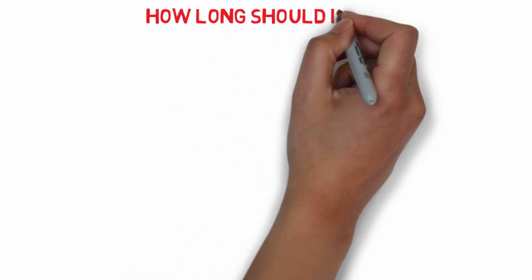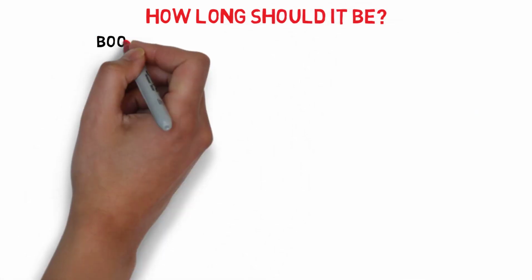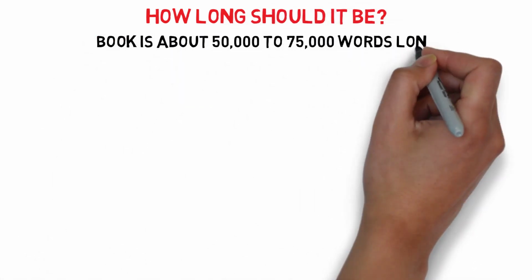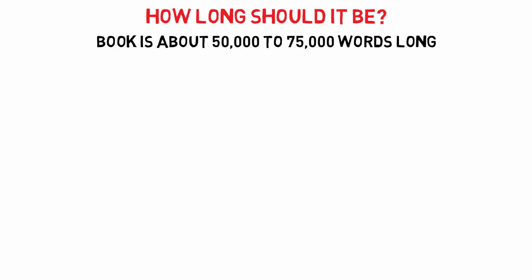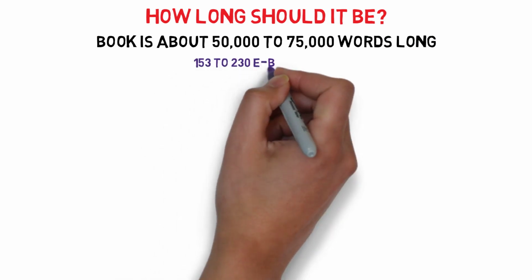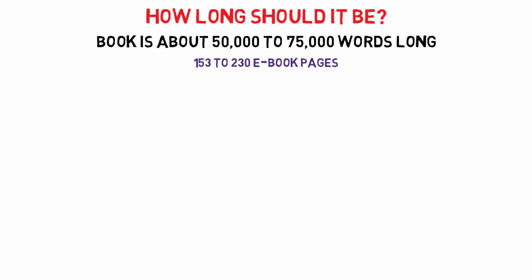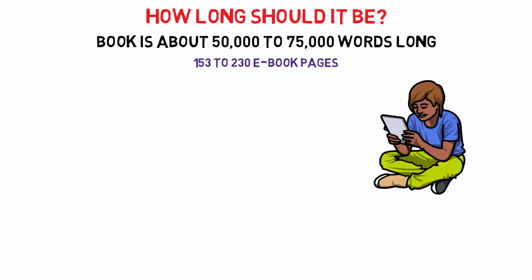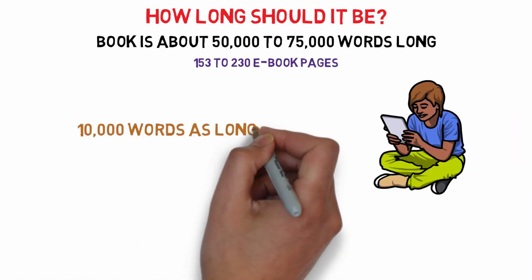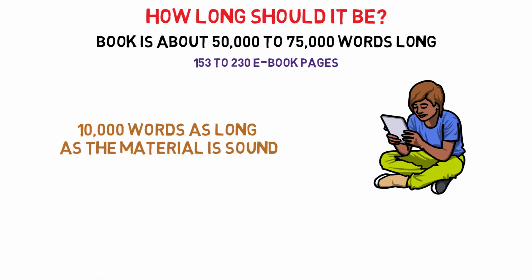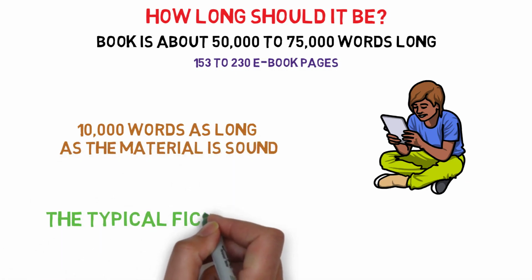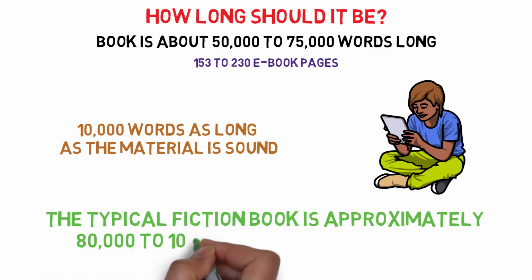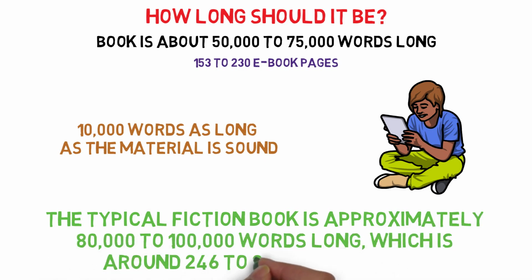How long should it be? A typical non-fiction book is about 50,000 to 75,000 words long, which is roughly 153 to 230 ebook pages. A minimum tally for a non-fiction book is 10,000 words, as long as the material is sound. The typical fiction book is approximately 80,000 to 100,000 words long, which is around 246 to 307 ebook pages. The length, on the other hand, varies greatly among genres.